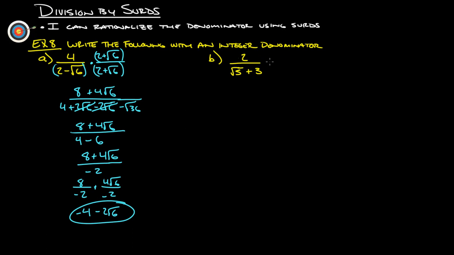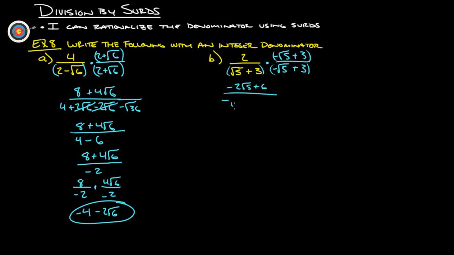Same idea over here. Again, we want to change the sign in front of the root. We multiply by negative root 5 plus 3. We leave whatever is in front of the non-radical alone. We have negative root 5 plus 3 over here as well. Now we distribute the 2 through to the top. So that's negative 2 root 5, and 2 times 3 is plus 6.